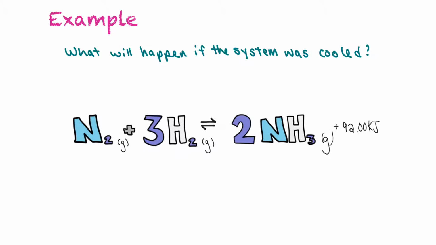So in this case, because the heat term is on the product side, the reaction will go to the right, and more product will be made.